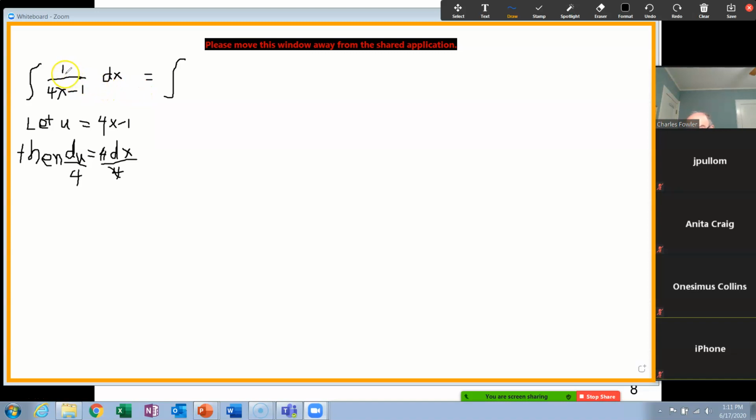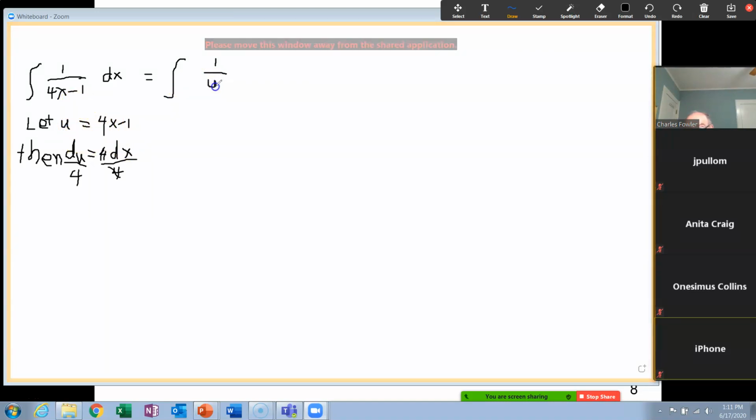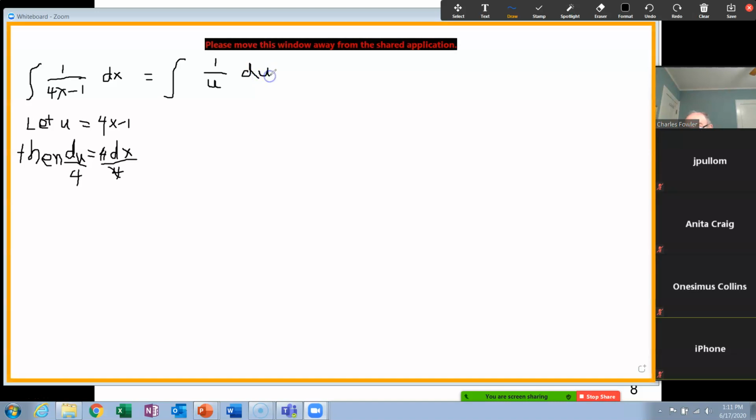Well, what you hit here first is 1 over, and what is this in terms of u? Well, that's exactly what your u is. 4x minus 1 is u. So it's 1 over u, and then you have your dx. What is your dx? du over 4. So I'm going to put the du in here where it's convenient to put. It has to be inside the integral, but because the 1 over 4 is just a constant, I can move it outside here. Okay, that's a 1/4.